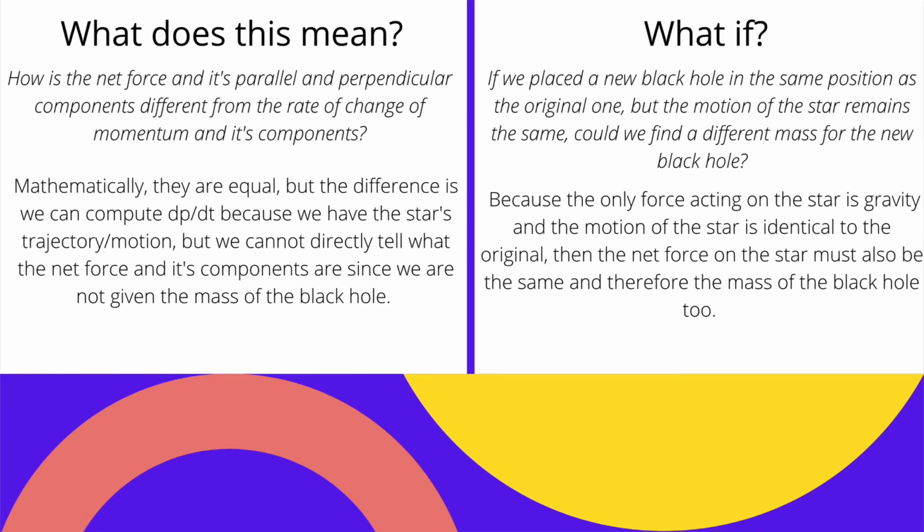Now, what would happen if we placed a new black hole in the same position as the original one, but the motion of the star remained the same? Could we find a different mass for the new black hole? Because the only force acting on the star is the gravitational force between the star and the black hole, and the motion of the star is identical to the original one, then that means the net force on the star must also be the same. And because the net force depends on the mass of the black hole, then the black hole's mass must remain the same.